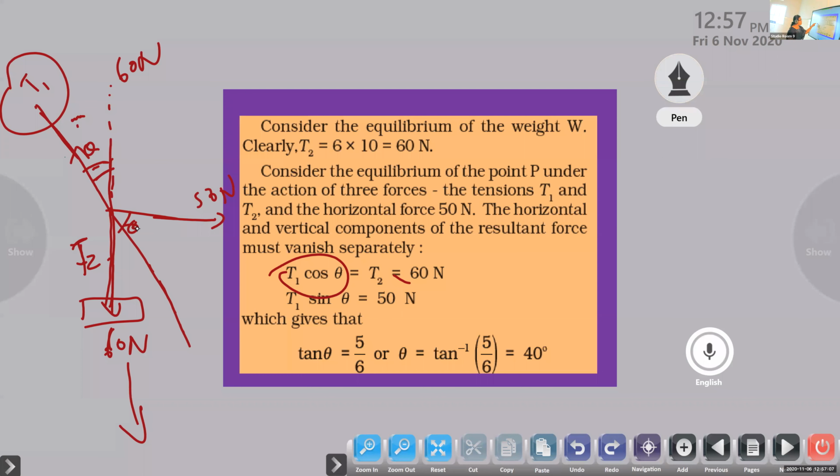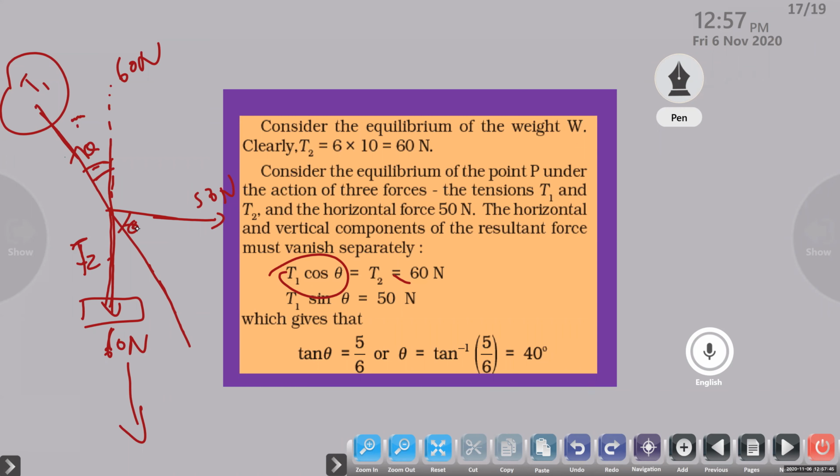Cos theta means adjacent side by hypotenuse. Therefore, T1 cos theta, you will get gradually T2, 60 Newton, because of concurrent forces. And T1 sin theta, we take it as 50 Newton that way. And then just have a comparison. I know it will take a little time to understand. Do one thing, I will give you a few more simple problems, then we come back to here. But anywhere, this is the same component everywhere. We have to use it, resolving the components.